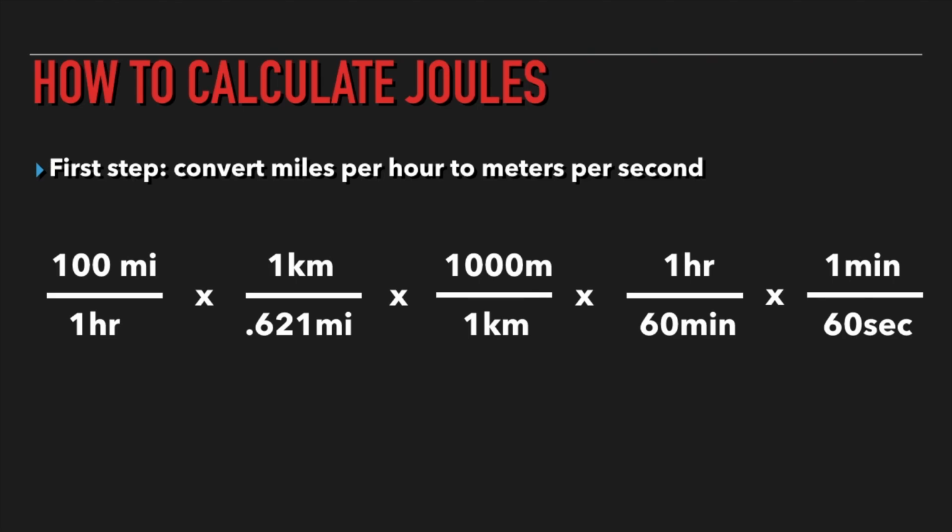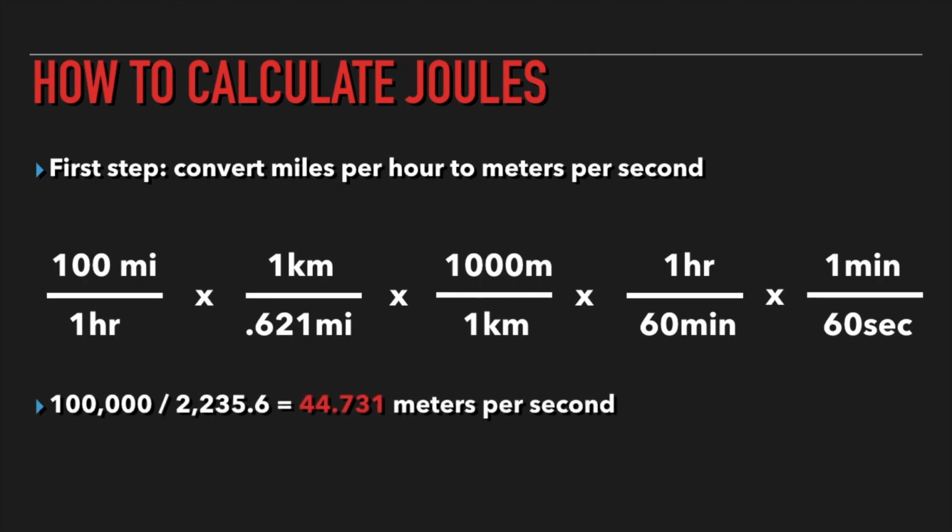So if you calculate all of this out, it works out to 100,000 on the top, because we have 100 times 1 is still 100, times 1,000 is 100,000, times 1 times 1. The bottom, we end up with 2,235.6. So a 100 mile per hour fastball is traveling the equivalent of 44.731 meters per second. You should be calculating this along with me as I go along. If you got something wrong, stop and keep working through it until you get it right.